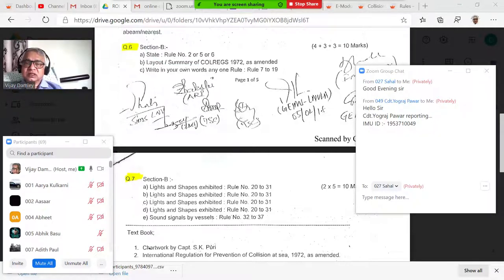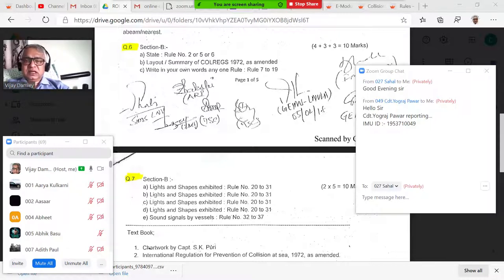Now, this is question number 6. State rule number 2, 5 or 6. That means out of 3 rules, 1 you have to state. State is as good as the definitions. That means this rule must be perfect word by word. Question: rule number 2, 5 or 6. Again, pure mugging job for 4 marks. Pure mugging.